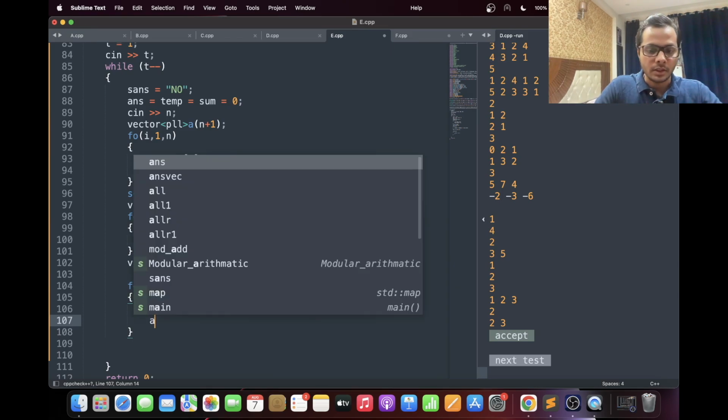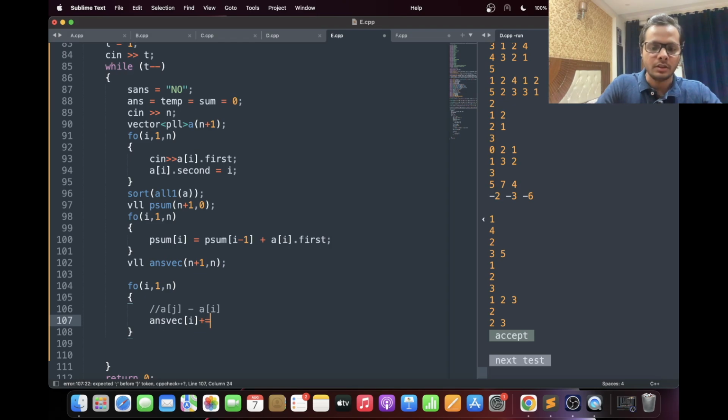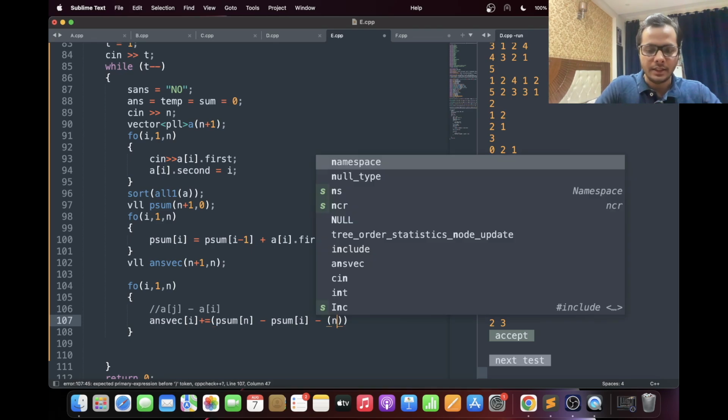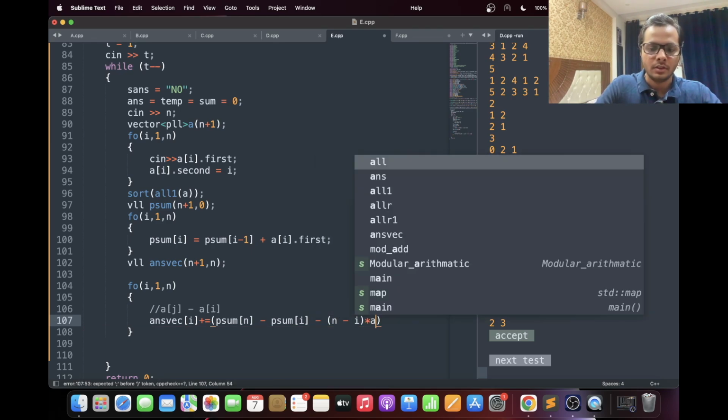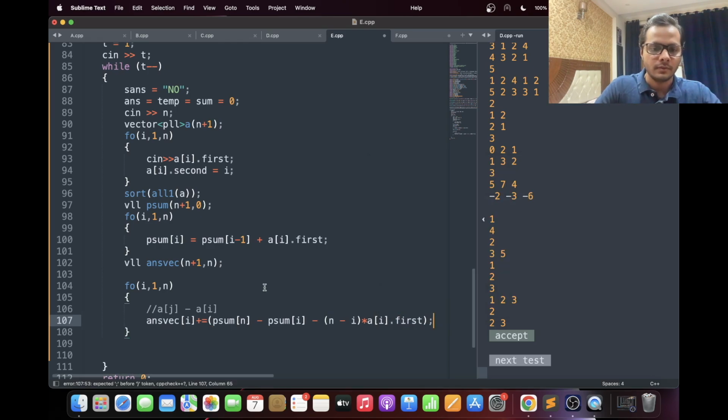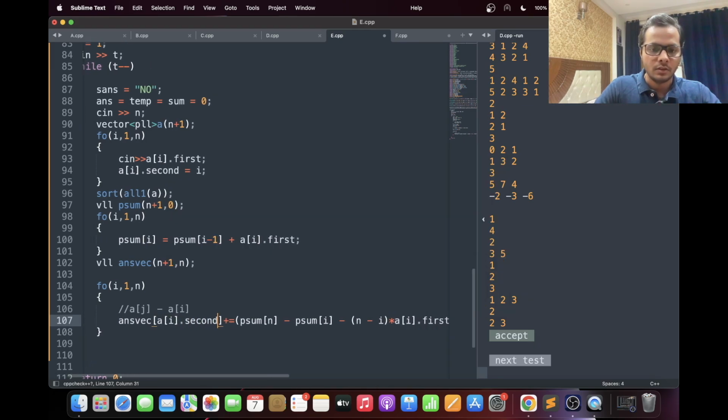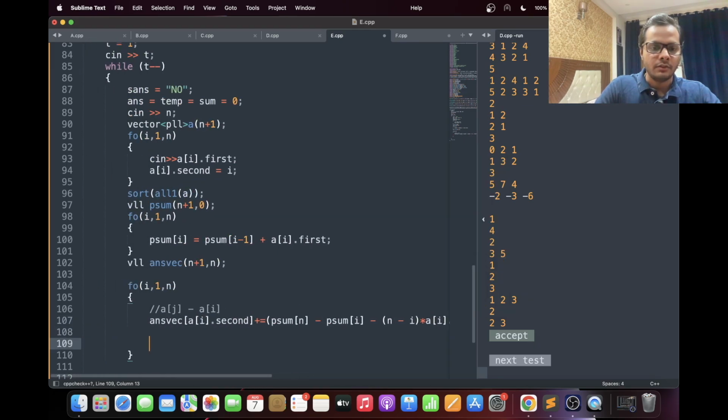Okay, so I'll say answer of i plus equals to, that would be what, p sum of n minus p sum of i. From this I will subtract n minus i times ai dot first. Okay, this should be ai dot second. And for all the elements which are to the left of me, I'll add ai minus aj.